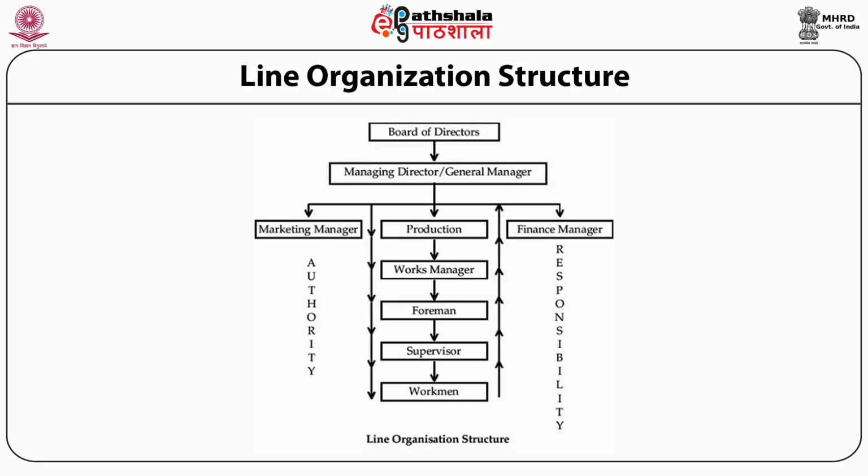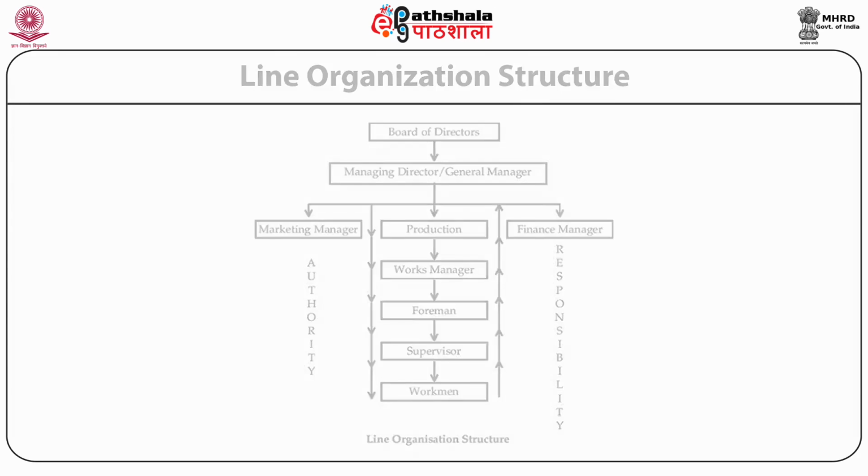We can see this through a diagram that at the top there is the board of directors. After them is the managing director or the general manager, then under him come the marketing manager, production manager, and the finance manager. Under the production manager there is the works manager, foreman, supervisor, and the workman. And you can see through the arrows how the authority is flowing down and responsibility is rising up.